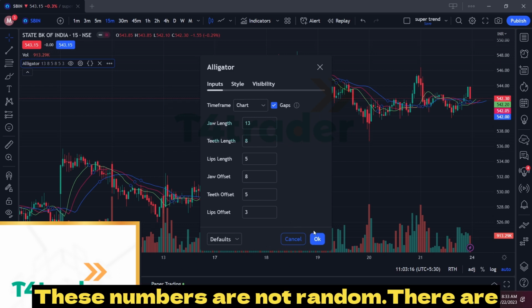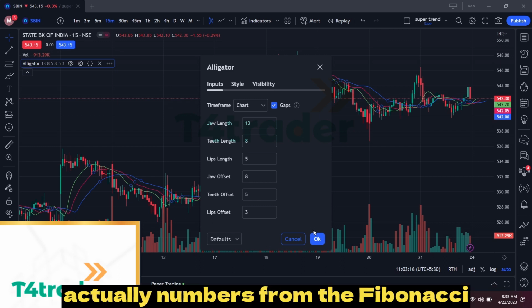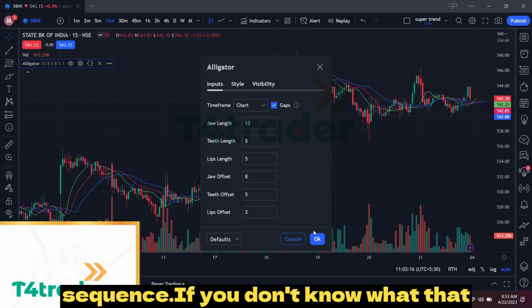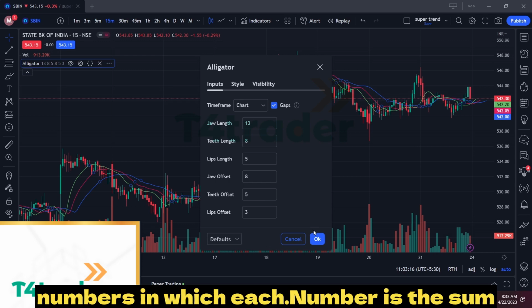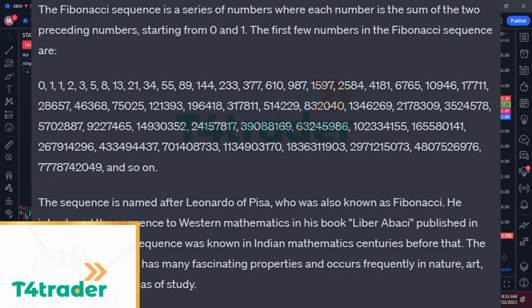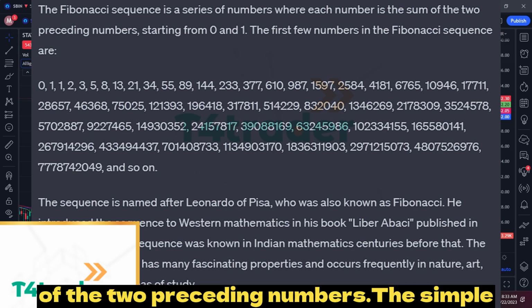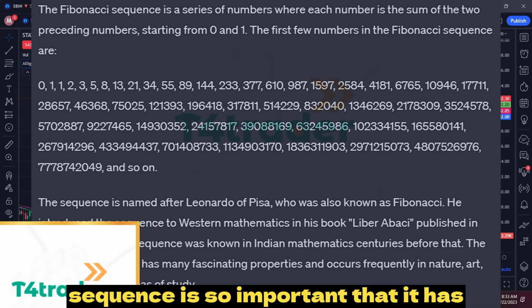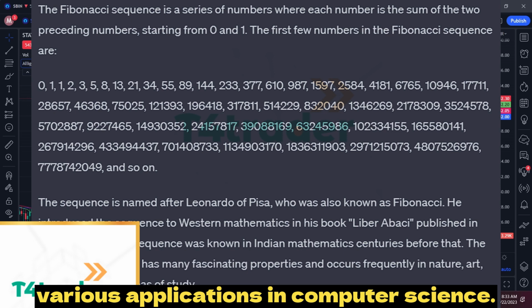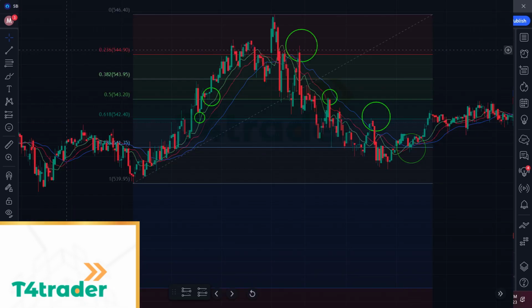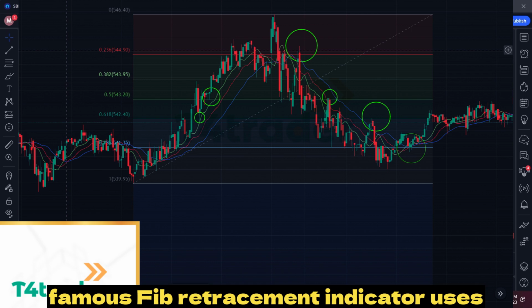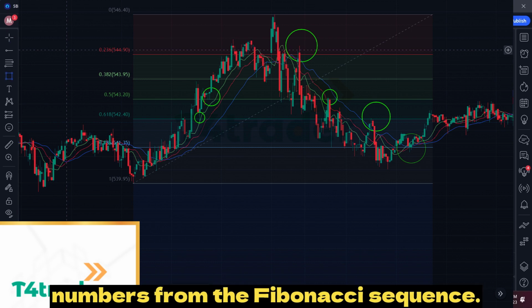These numbers are not random. They are actually numbers from the Fibonacci sequence. If you don't know what that means, it's basically a sequence of numbers in which each number is the sum of the two preceding numbers. The simple sequence is so important that it has various applications in computer science, biology, and art. Even the famous Fib retracement indicator uses numbers from the Fibonacci sequence.